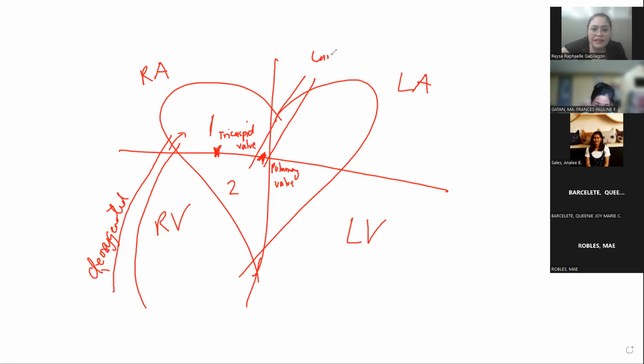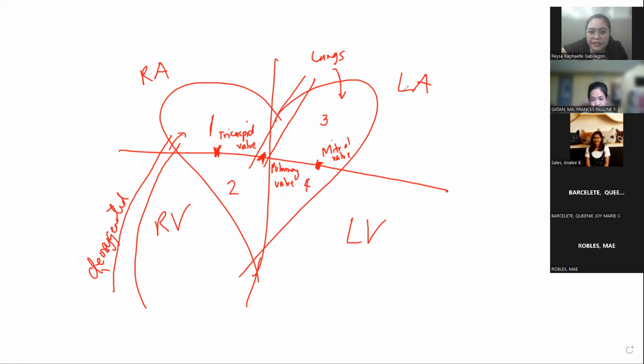Now, from the lungs, it will return to the heart, class. And it returns here. Okay, so this is step 3. From the lungs, the oxygenated blood will enter the left atrium. Okay, and then from the left atrium, we have another valve here. What was that again? We have the mitral valve. So the mitral valve separates the left atrium and the left ventricle.